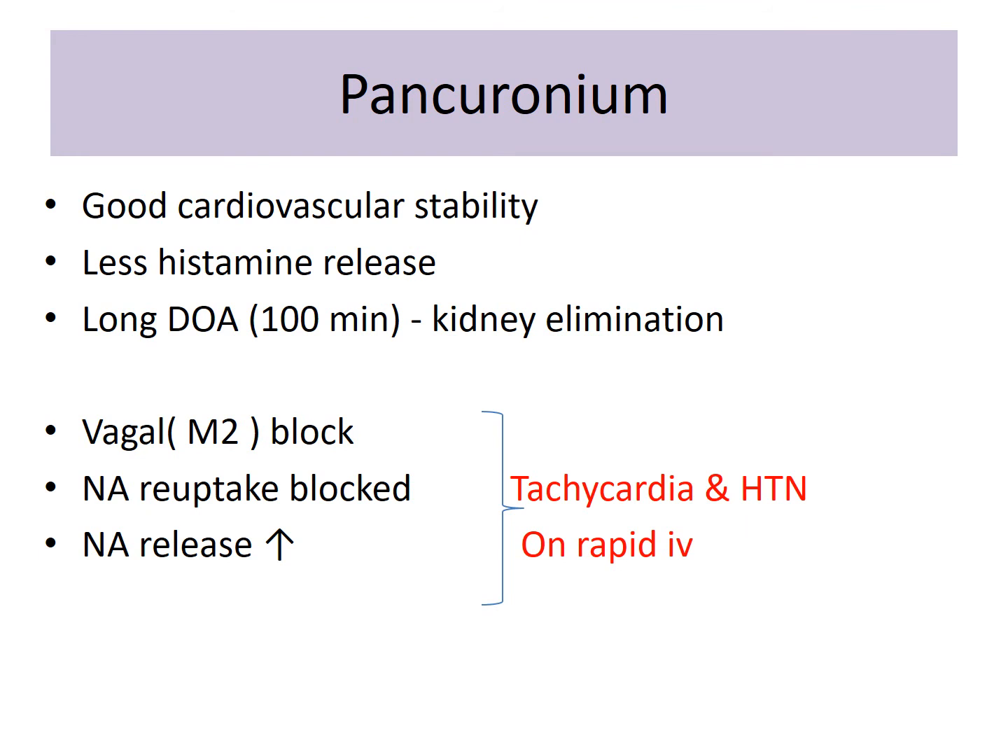Second agent is Pancuronium. This non-depolarizing blocker has good cardiovascular stability and less histamine release. It has a long duration of action because it is eliminated through the kidney. And this Pancuronium has a vagolytic action, which leads to tachycardia and hypertension. Along with the vagolytic action, it also inhibits the reuptake of noradrenaline. That means in autonomic transmission, the action of noradrenaline is terminated by reuptake into the presynaptic vesicle. When you block this reuptake, there is increased concentration of noradrenaline, so it's continuously acting on the receptor and further produces action.